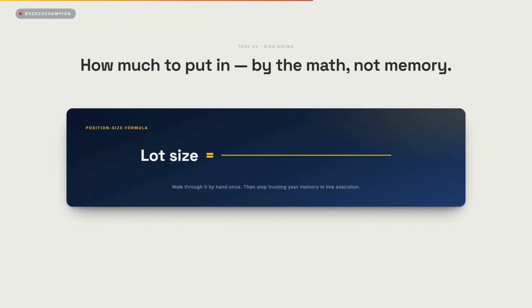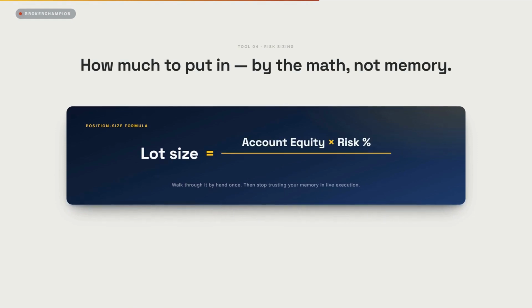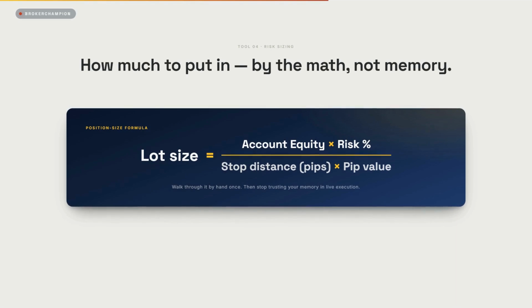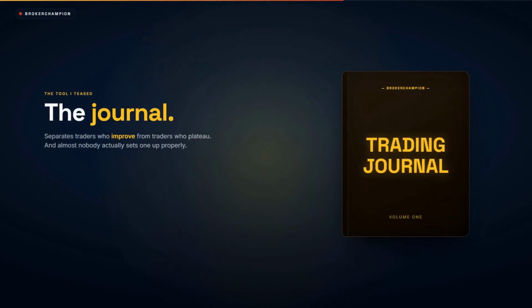Position sizing covers how much to put in when you are. The math is straightforward. Lot size equals account equity times risk percent divided by stop distance in pips times pip value. Walk through it by hand once so you understand it. Then stop trusting your memory in live execution. Use a calculator, MyFXBook, Baby Pips, or your broker's built-in one. All free. And now the tool I teased at the start, the journal.